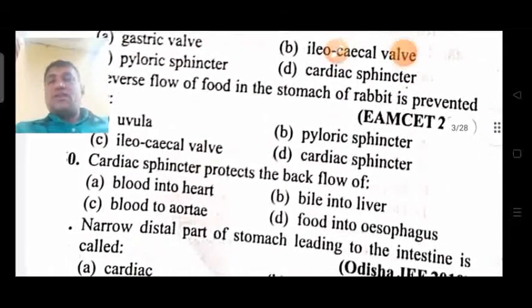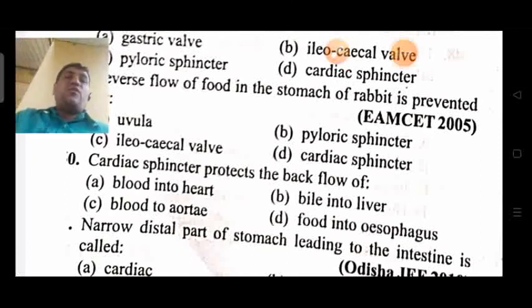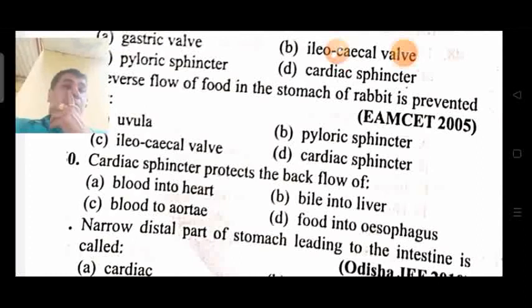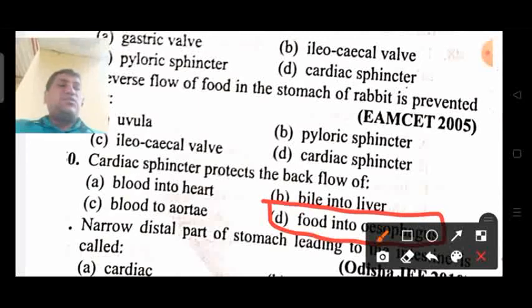Next, coming on to the next question. The cardiac sphincter protects the backflow of blood into the heart, bile into the liver, blood to the aorta, or food into the esophagus. The cardiac sphincter is also called the gastroesophageal sphincter, and it is going to prevent the backflow of food into the esophagus.